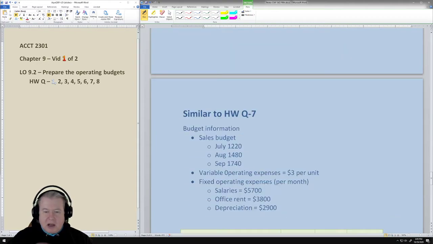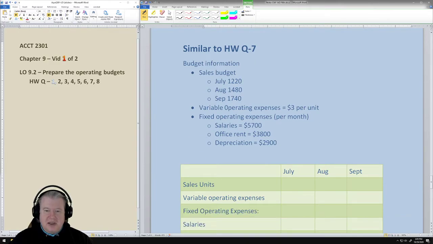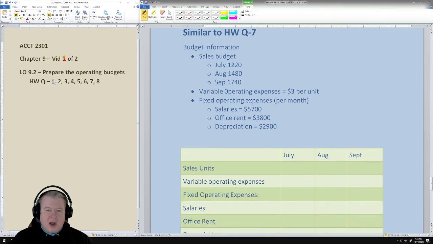Okay, well, we're getting close. We have 2 more questions. This is another one that is a variable and fixed part. Once again, I will just do 1 month because it's the same for each month. There's no interaction between the months. You don't have to worry about beginning or ending inventory.